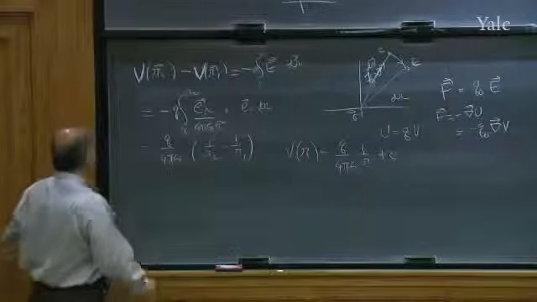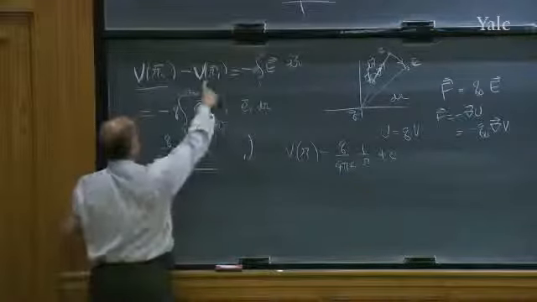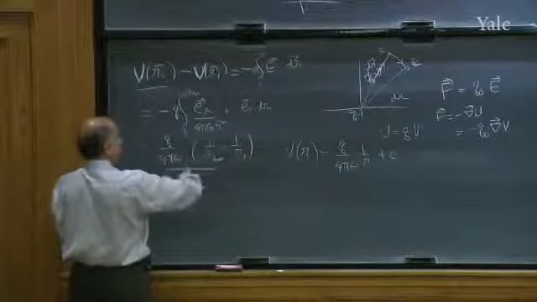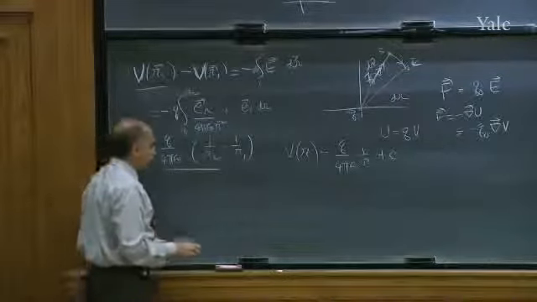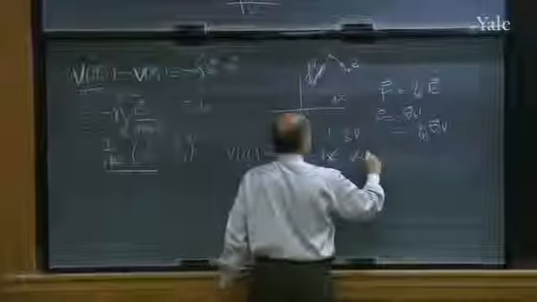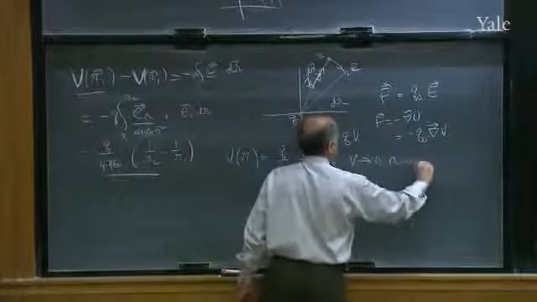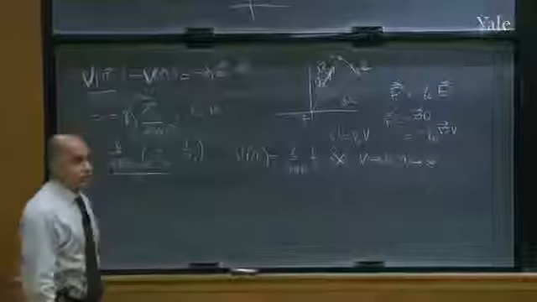Any constant, because you cannot immediately say this is equal to this and that is equal to that, because even if you add a constant to both, it will still be true. And we can pick the constant any way we like. It is common to pick the constant so that V goes to 0 as R goes to infinity. That's what we will do. That's the convention.